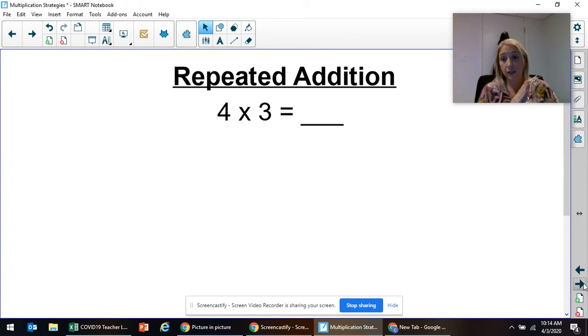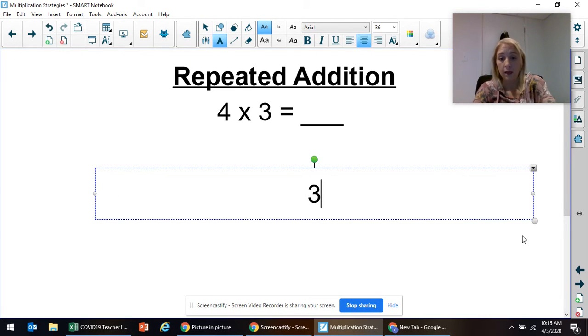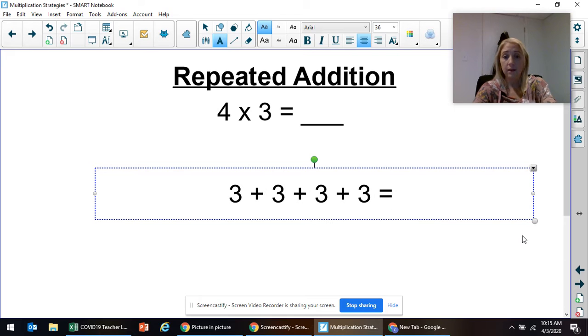Strategy number 3 is repeated addition. Now remember, it's 4 groups of 3. So that second number is what you are adding. So what number would we be adding right now? 3. So we would add 3. How many times would we add 3? You should have said 4. So we're adding 3 4 times. 3 plus 3 plus 3 plus 3. And then see if you can figure that out.